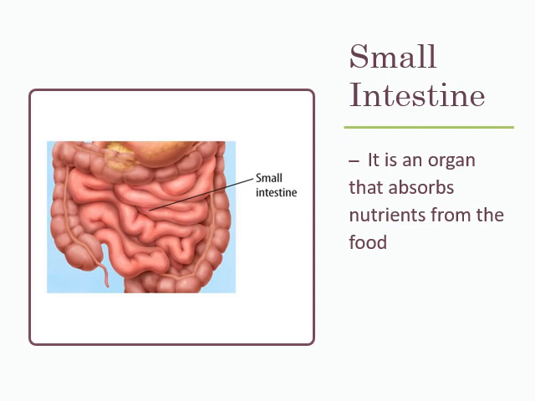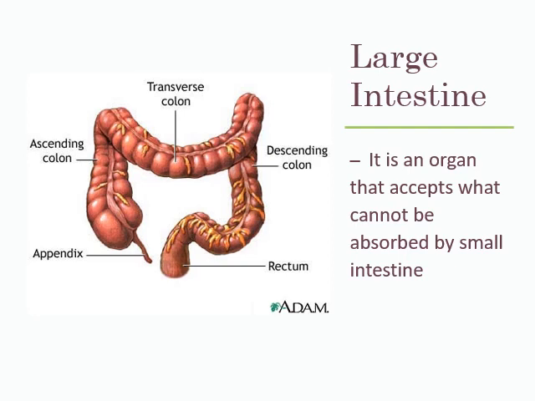Okay, after the food is absorbed in the small intestine, the material that cannot be absorbed will be sent to the large intestine. So, large intestine is an organ that accepts what cannot be absorbed by the small intestine. The colon or large intestine is a 6-foot long muscular tube that connects the small intestine to the rectum. The large intestine is made up of the cecum, the ascending colon, the transverse colon, the descending colon, and the sigmoid colon, which connects to the rectum.